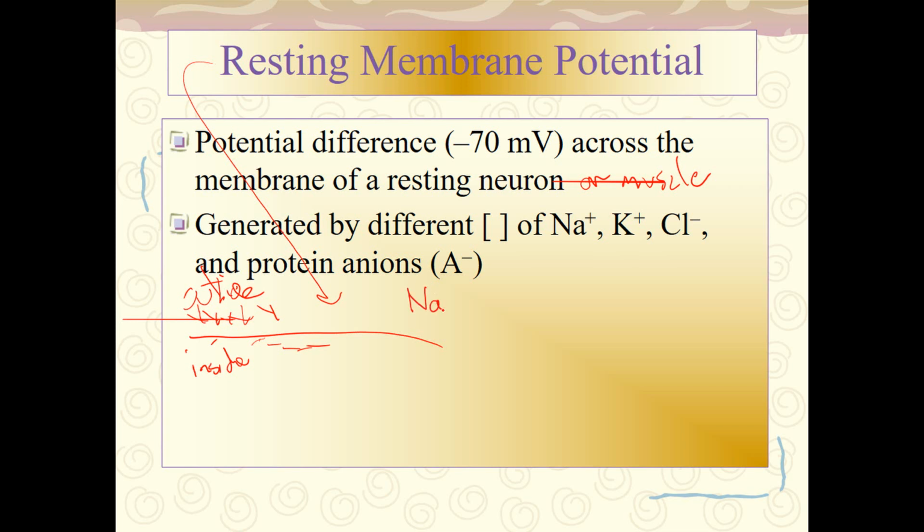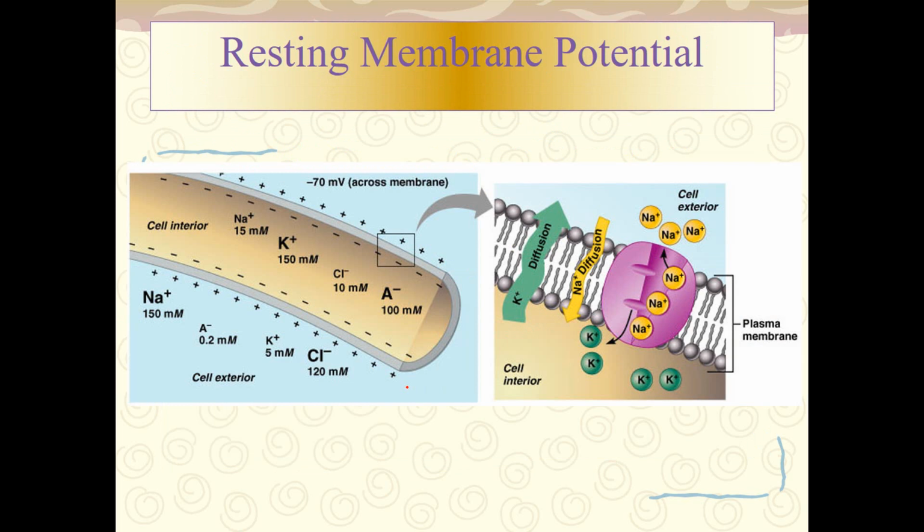We have a higher concentration of sodium outside, higher concentration of potassium inside. This is how it looks at rest, okay? So outside is positive, inside is negative, greater concentration of sodium outside, greater concentration of potassium inside. And we can kind of see that here. You don't have to memorize these numbers. Greater concentration of sodium outside, lesser inside. Greater concentration of potassium inside, lesser outside. Outside is positively charged, inside is negatively charged.